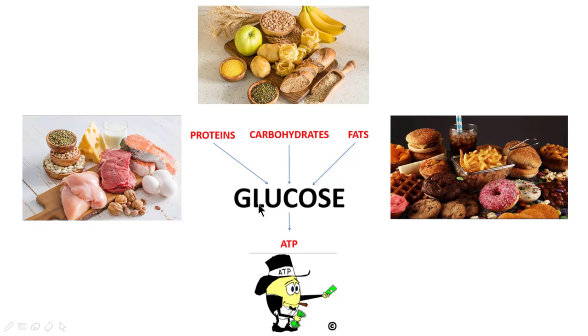We can obtain glucose through protein, carbohydrate and fat, which are ultimately converted into glucose, and then the glucose is further processed into ATP. ATP is the energy currency of the cell. It is required for the proper functioning of the cell.